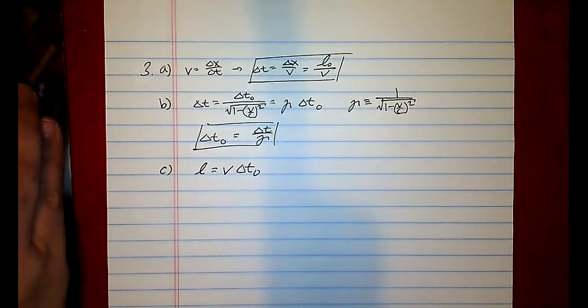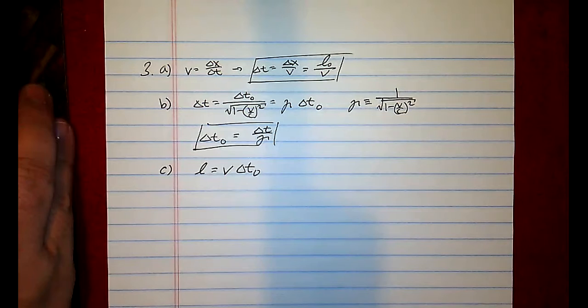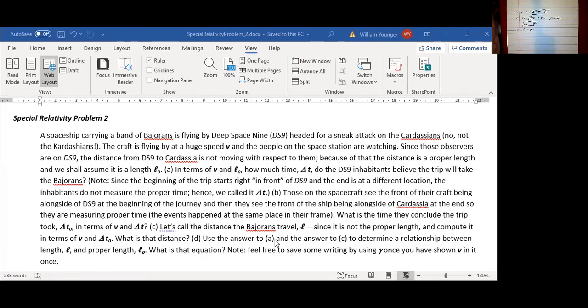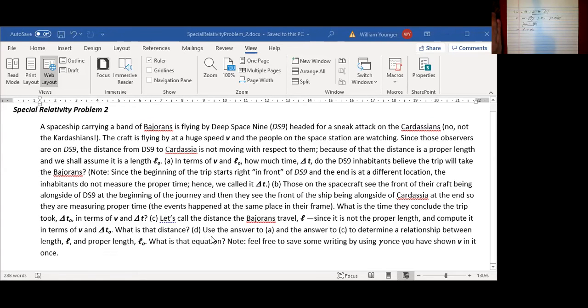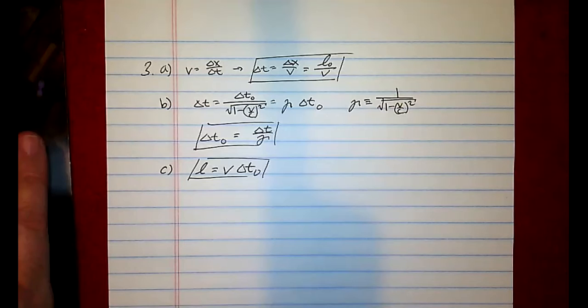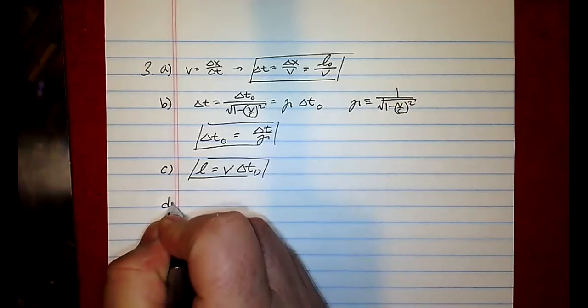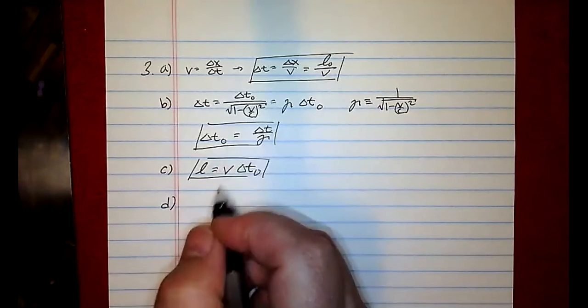Going back to the problem, let's look at part D. Use the answer to A and the answer to C to determine the relationship between L and L0. What is that equation? And it says, note, feel free to save some writing by using gamma once you have shown V in it once. So I already took care of that, of course. But now we're going to basically get L in terms of L0, removing the time, which we really didn't care that much about on this problem, because we're really trying to derive the relationship between a moving length and a non-moving length. So in part D, we're asked to use part A and part C.